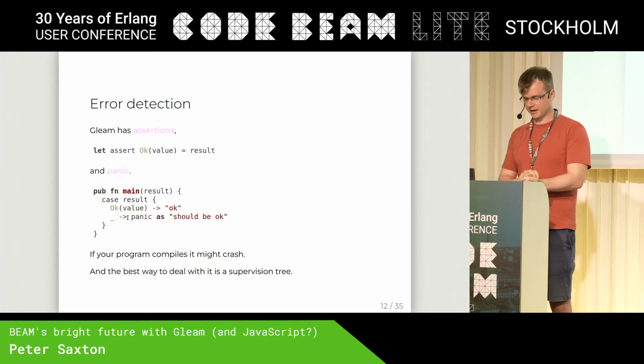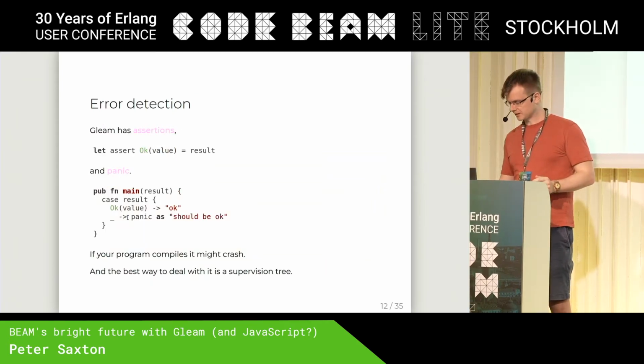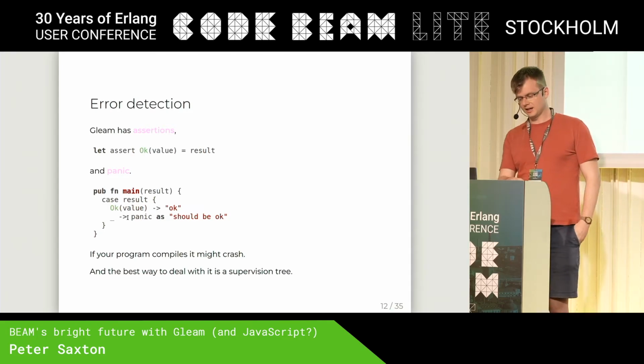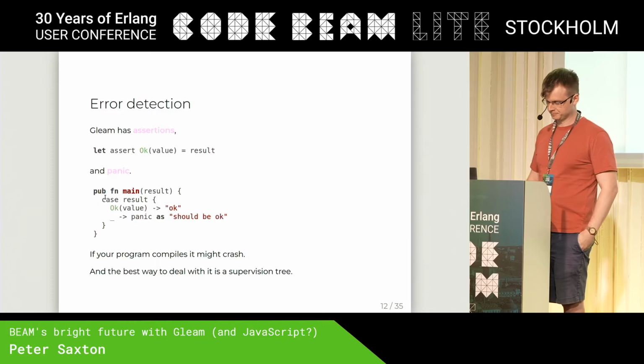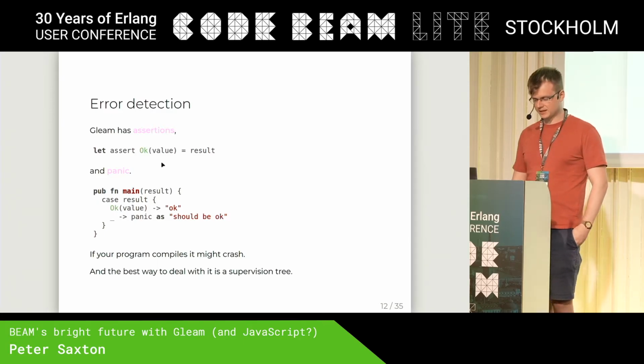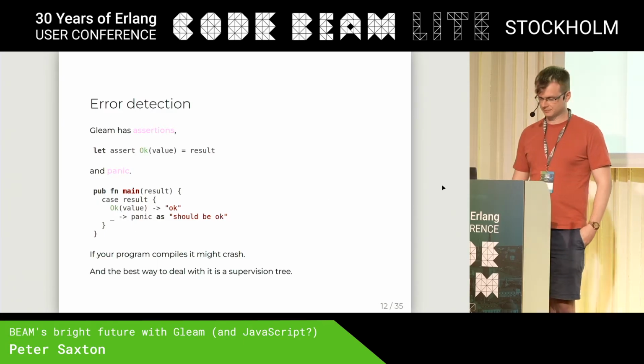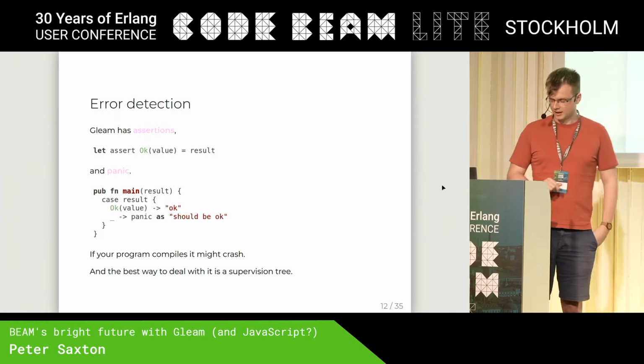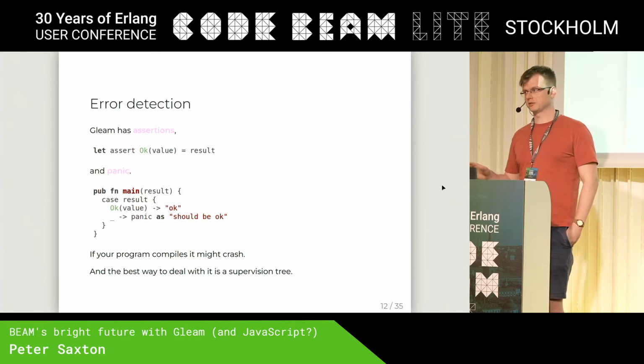So, chatting a bit more about error detection. Gleam has assertions. If you really know that something should be OK, or you don't care about it, you can assert that it is OK. And it also has a panic. These are kind of doing the same thing. We've just been more verbose in the second case and put our own panic message. So if your program compiles, it can totally crash.